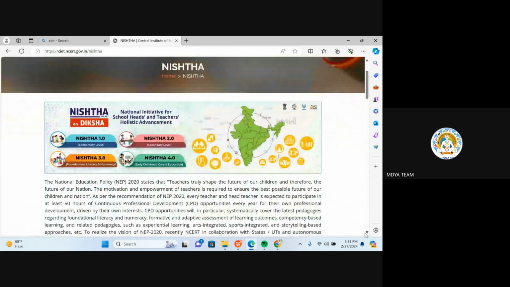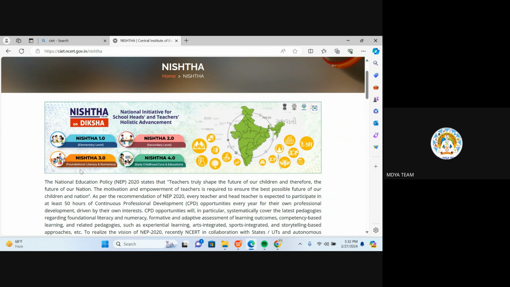There are four levels of NISHTA. You just have to know the names of the levels: NISHTA 1.0, NISHTA 2.0, NISHTA 3.0, NISHTA 4.0. NISHTA 1.0 is for elementary level. NISHTA 2.0 is for secondary level. NISHTA 3.0 is foundational literacy and numeracy. And NISHTA 4.0 is early childhood care and education, ECCE. These four are the levels of NISHTA.